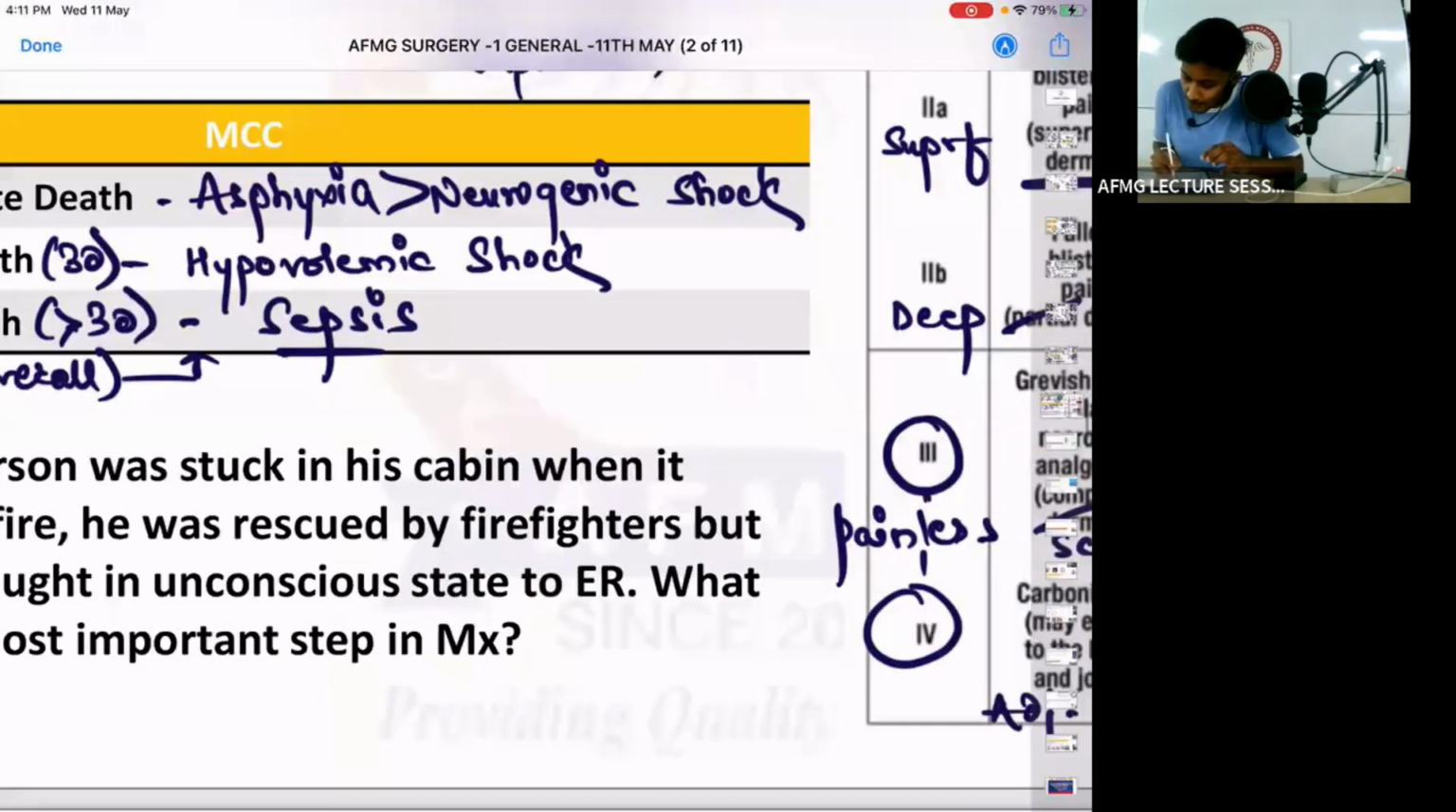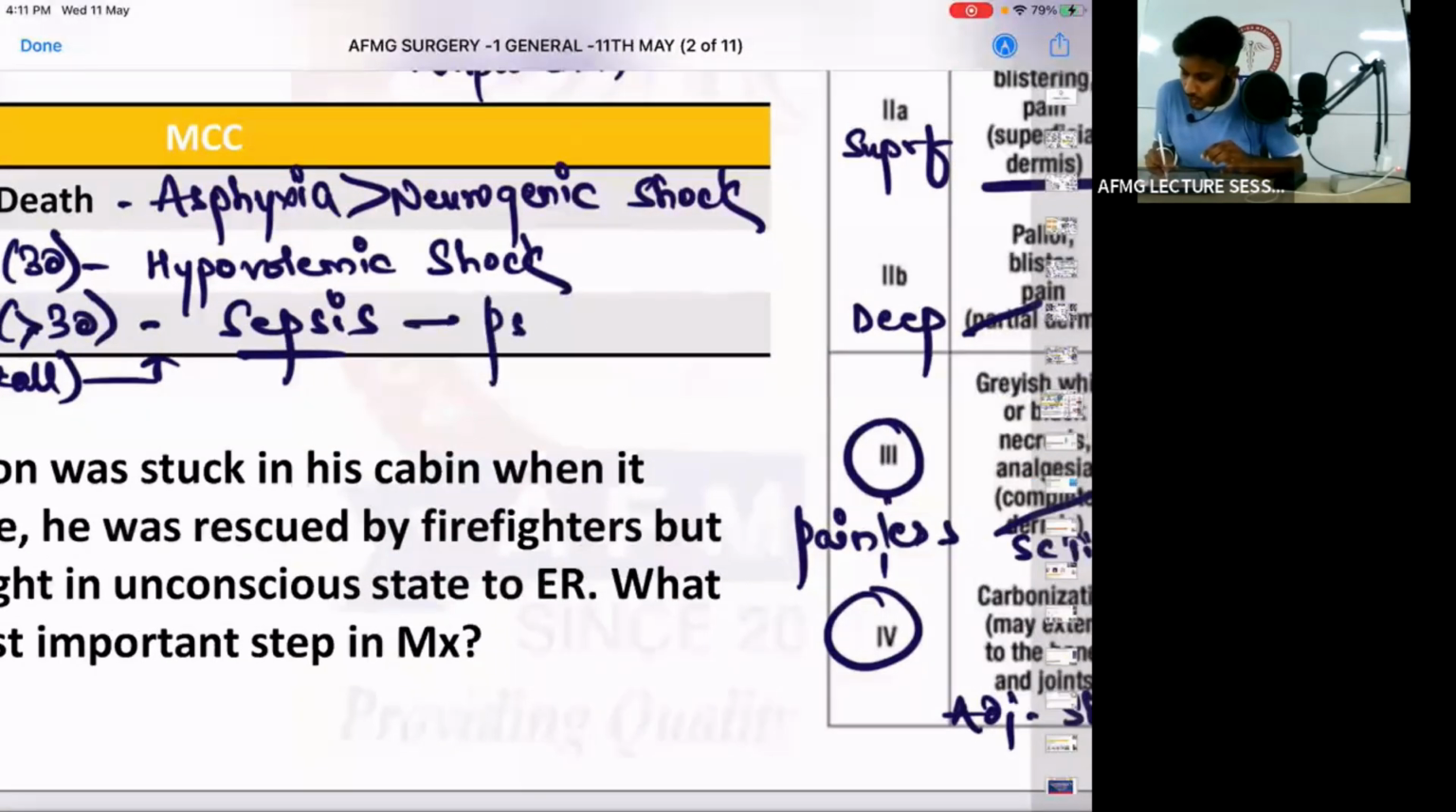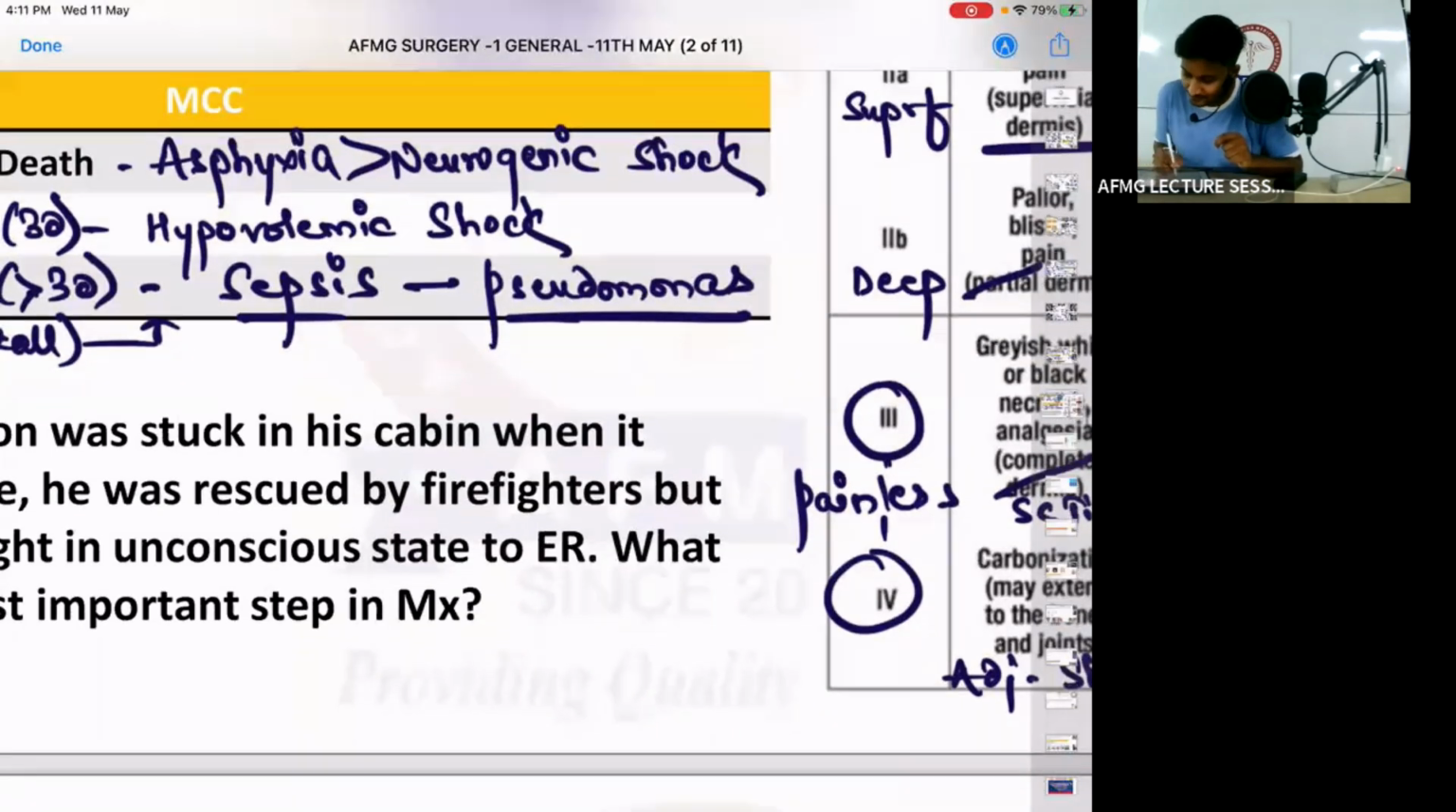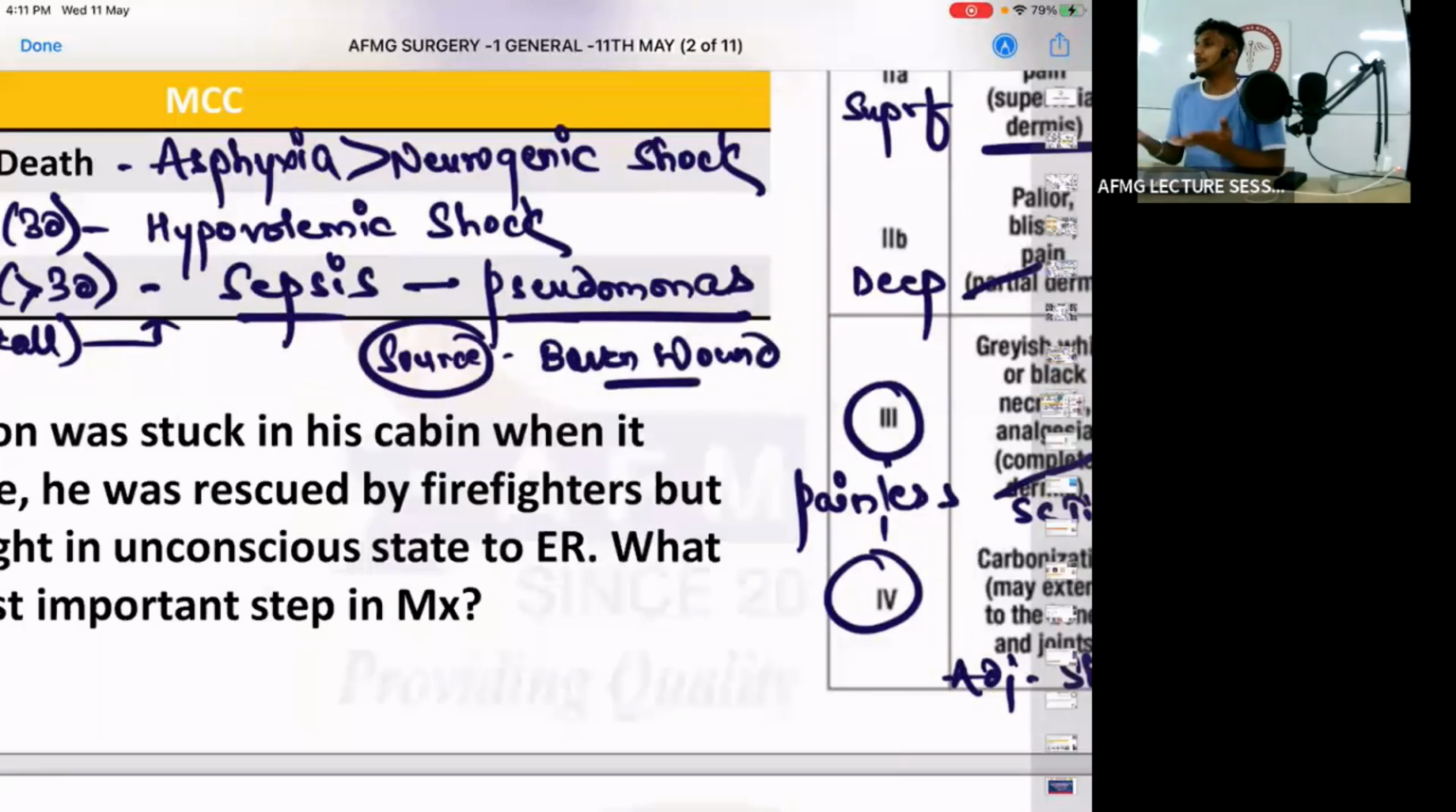Most common organism responsible for sepsis is. Most common source of sepsis is the burn wound itself. Most common source of infection is the burn wound. That is where the infection goes inside from.